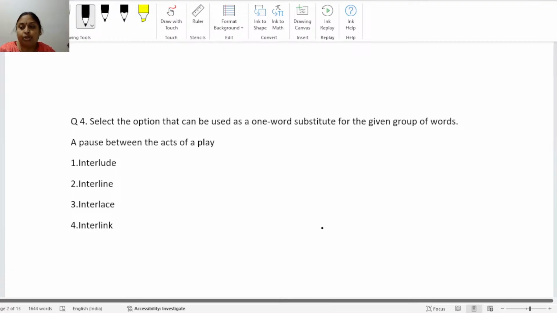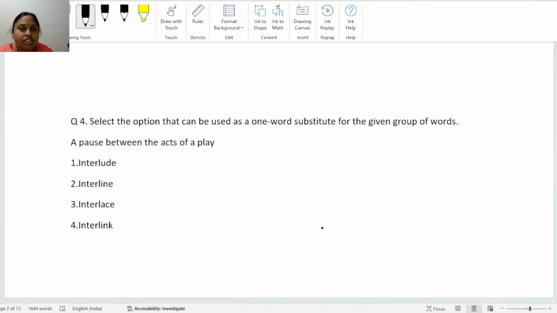So when it comes to the fourth question, select the option that can be used as a one-word substitute for the given group of words. A pause between the acts of a play. So a pause between the acts of play. So here this is given. So when it comes to the interlude. So here interlude, what is the meaning of this interlude?